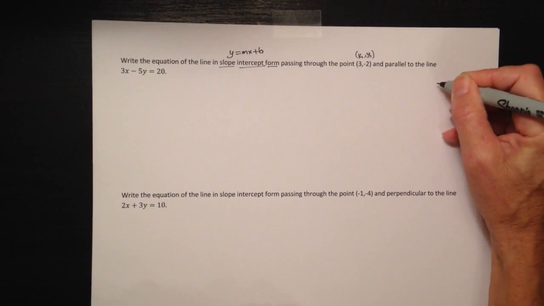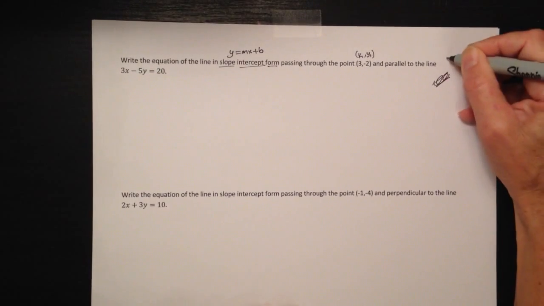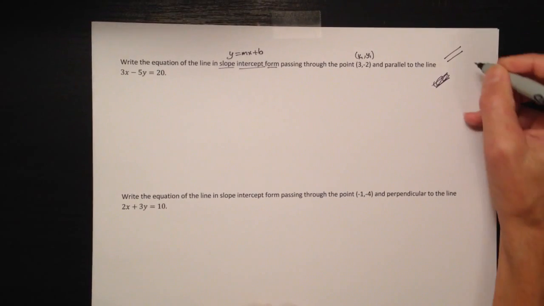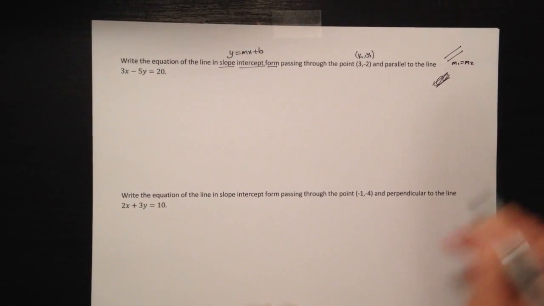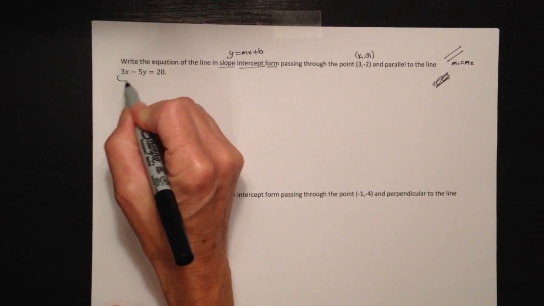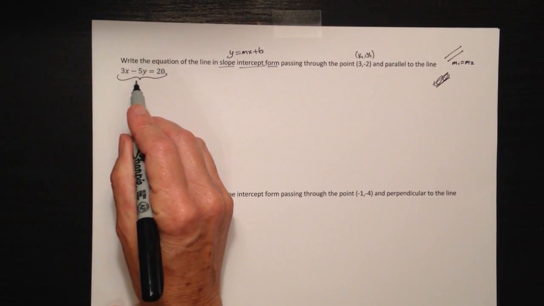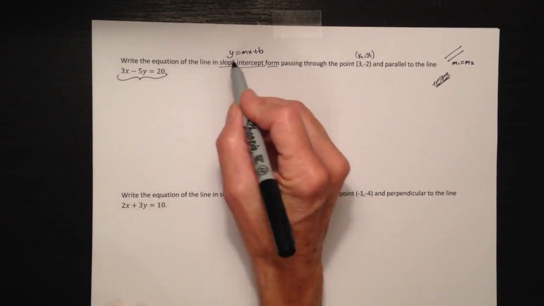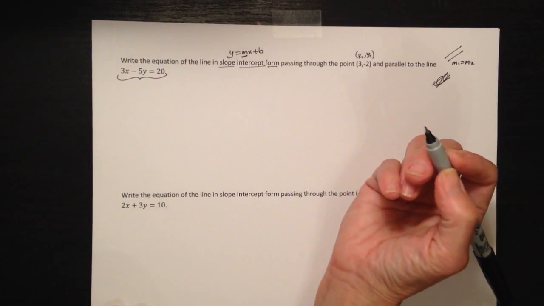And if we recall that parallel lines have the same slope, so the slope of one is equal to the slope of the other. So if we could determine the slope of this line, we would know what our slope is. I'm going to solve this equation for y, and that will put it in slope-intercept form, and then whatever's next to my x will be the slope of that line.